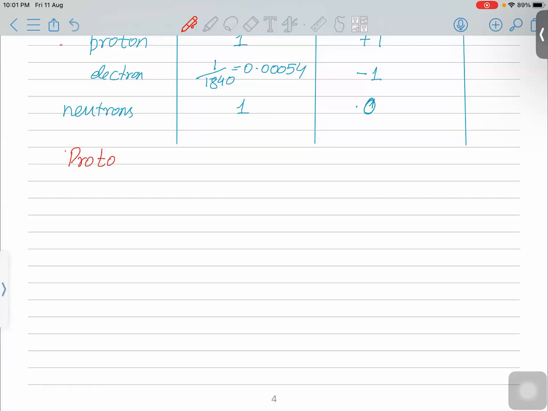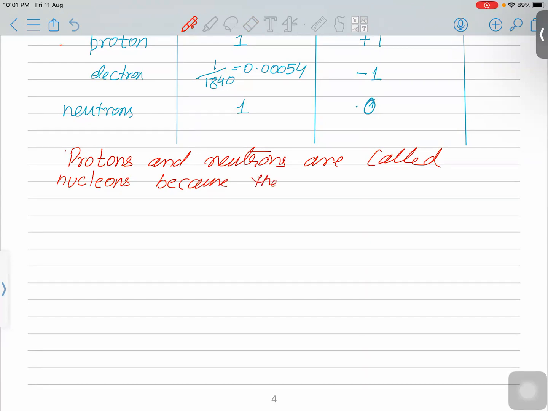So proton and neutrons are called nucleons because they are found in the nucleus. Proton and neutron are called nucleon because they are found in the nucleus.